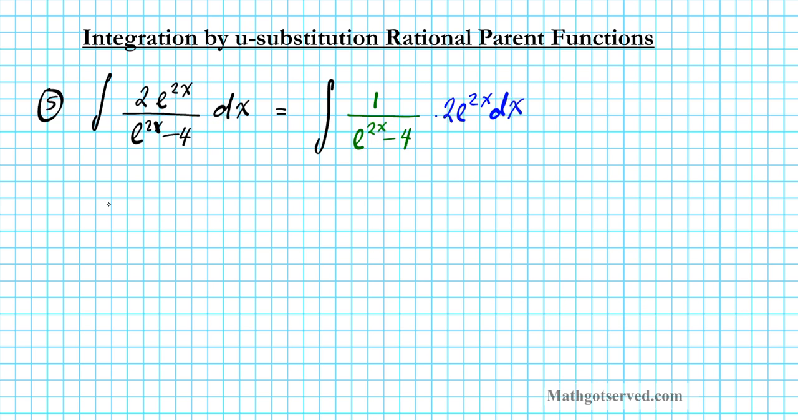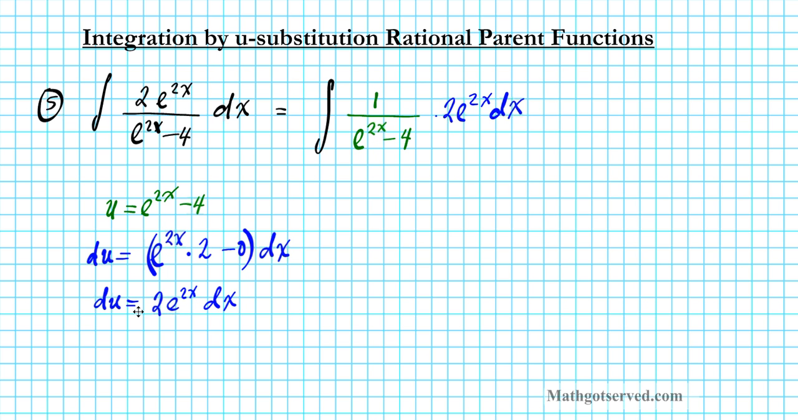So our u is going to be the function on the bottom, the inner function. Let's put that in green. Our u will be e to the 2x minus 4. So let's go ahead and differentiate that to get du. Differentiate both sides. You have du equals the derivative of e to the 2x is e to the 2x times the derivative of 2x, which is 2. Okay, and then minus 0, this entire thing multiplied by dx. So we can clearly see that du equals 2e to the 2x dx.